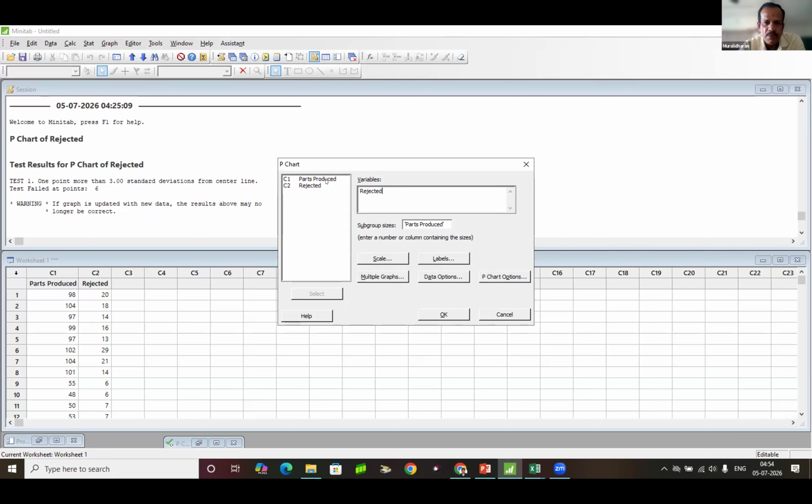Double click on it. Oh, sorry, it is transferred. No, just remove that. In the variables, you have to click rejections. In the subgroup size, you have to click on parts produced. Variables, rejected. Subgroup size, parts produced, column C1. Now click on OK. Selected. Then Scale. Click on OK. Okay.